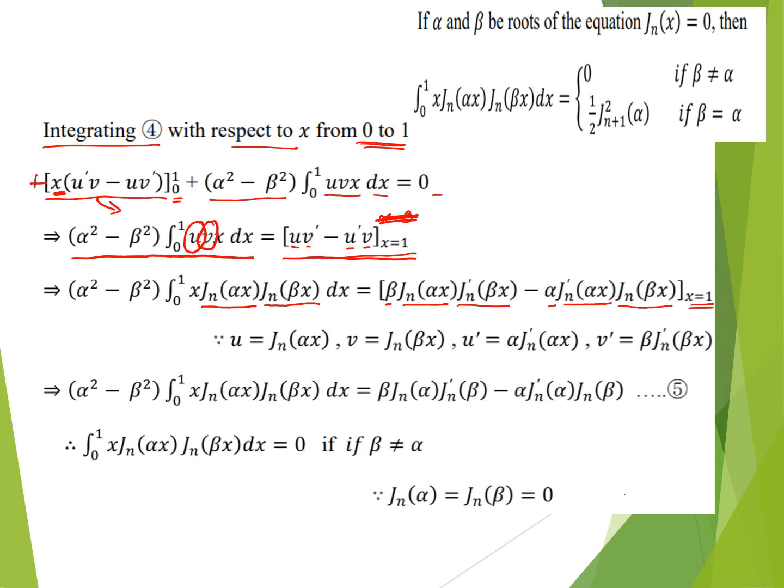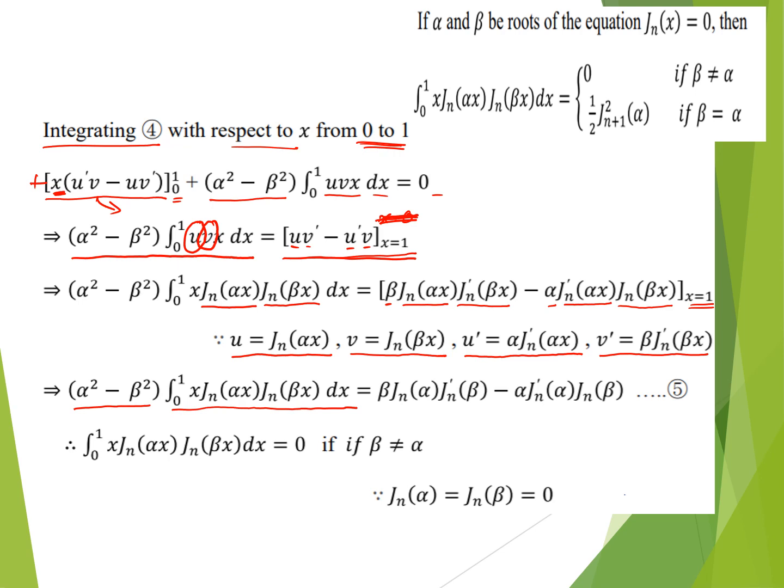Now because u is equal to Jn(alpha x), v is equal to Jn(beta x), that means u dash is equal to alpha Jn dash (alpha x), v dash is equal to beta Jn dash (beta x). Now the left side, alpha square minus beta square, is the same. Over here we have the integral from 0 to infinity of x Jn(alpha x) Jn(beta x) dx. Left side is exactly the same.